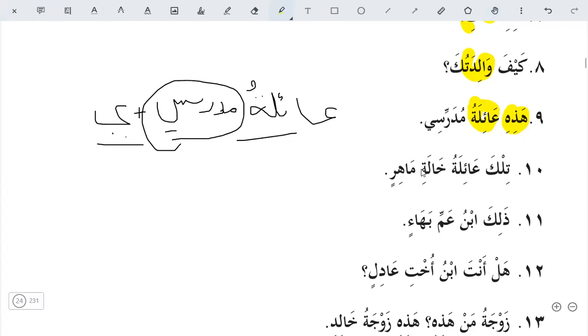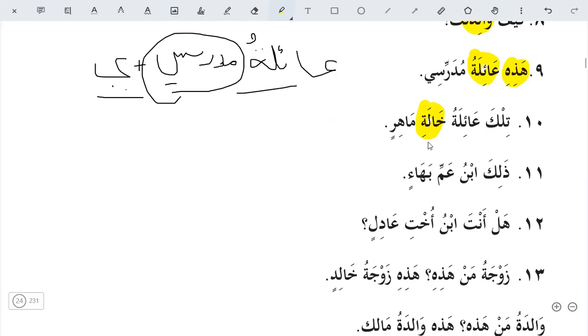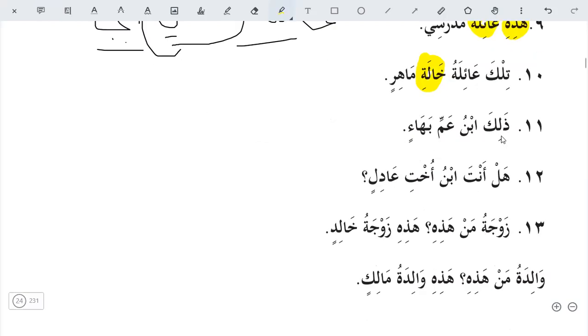Khalati is mudaf and mudaf ilay also. Ailatu khalati, aunt's family. Khalatu mahirin, Mahir's aunt. So khala is mudaf ilay for aila and khala is mudaf for Mahir. Tilka ailatu khalati mahirin, that is Mahir's aunt's family.